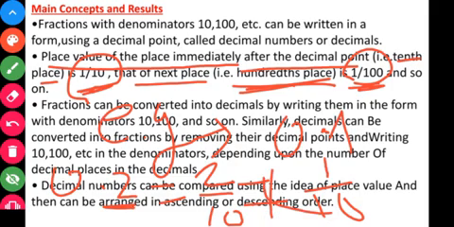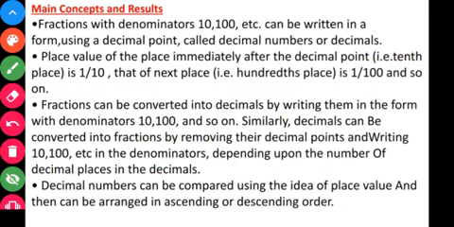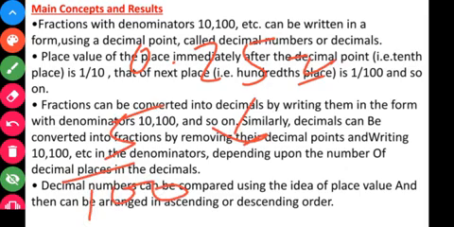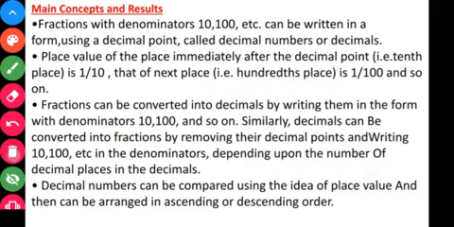Similarly, the place value of 0.25. Here the place value of 5 is 5 upon 100. Understand? And the place value of 2 is 2 upon 10. Okay. So you can find that the place value just immediately after the decimal point is 1 by 10, and the next one is 1 by 100.